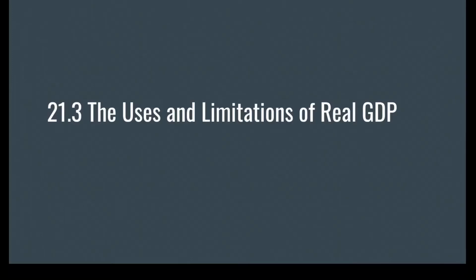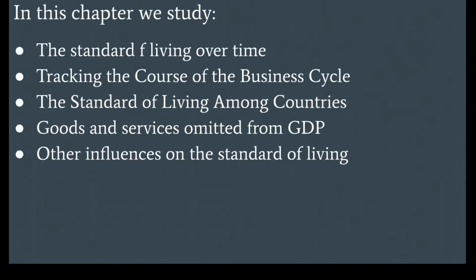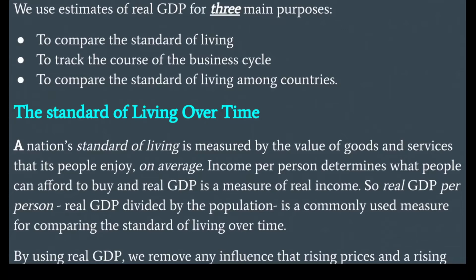21.3 The Uses and Limitations of Real GDP. In this chapter, we study the standard of living over time, tracking the course of the business cycle, the standard of living among countries, goods and services omitted from GDP, and other influences on the standard of living. We use estimates of real GDP for three main purposes: to compare the standard of living over time, to track the course of the business cycle, and to compare the standard of living among countries.